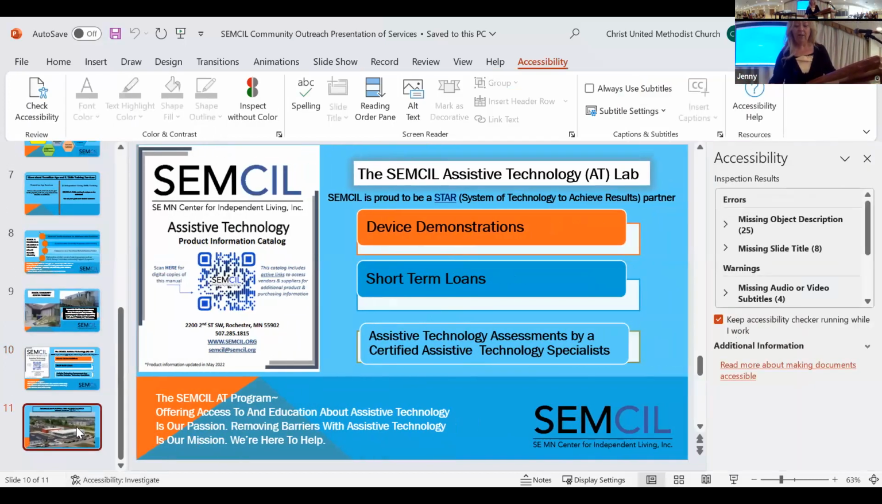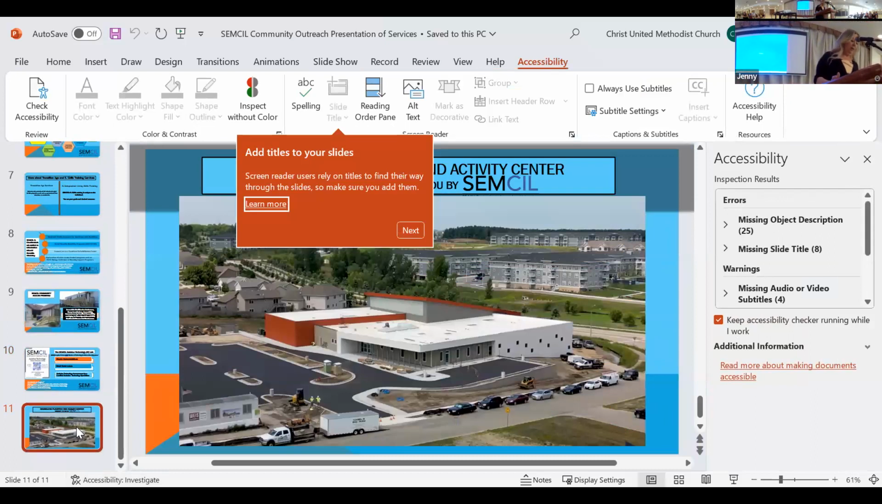All right, last but not least is our Boundless indoor play space. I don't know if you've heard about it yet in the news, or if you've driven past on Superior Drive out by the newest Hy-Vee that's up out there. It's in that area. There's a big building going up. So SEMCIL is building a fully accessible indoor play space that's for everyone.